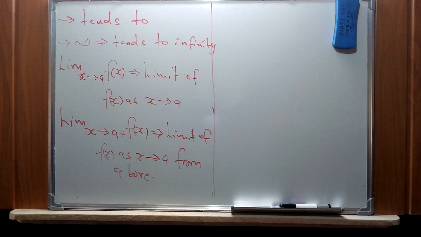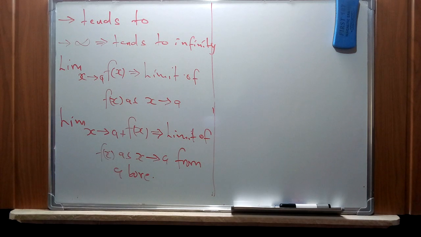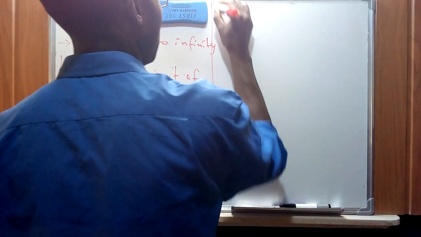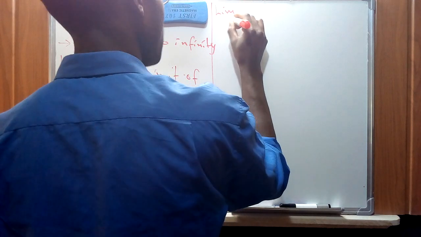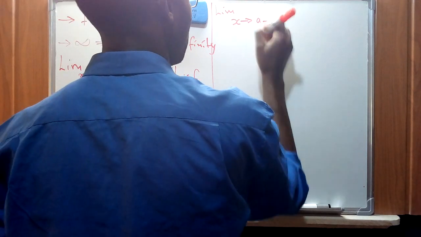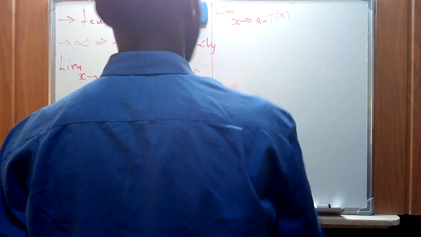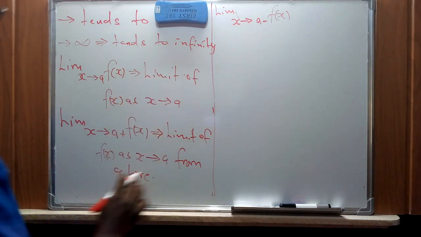Of course, the subsequent symbol for that one will have a negative sign, which implies the opposite of this. Now we can just write and say the limit as x tends to a negative of a function f(x). So this one has the same meaning, only that at this point it is a from below.